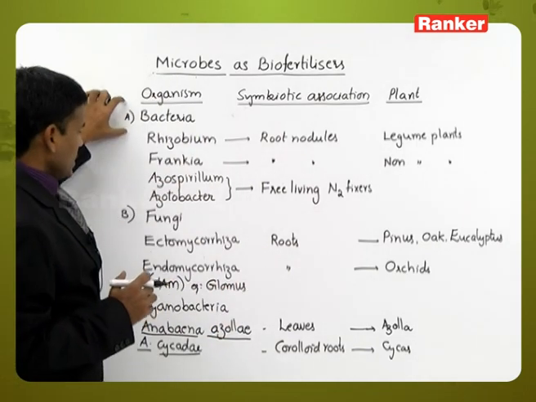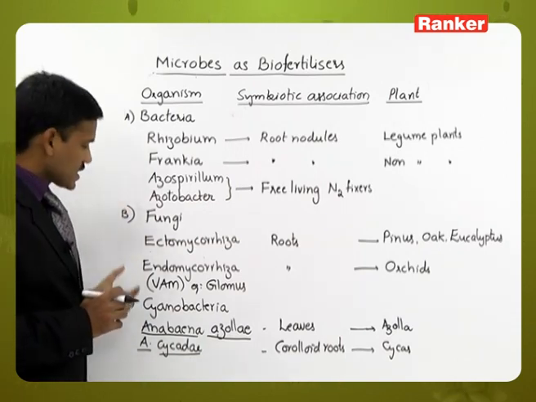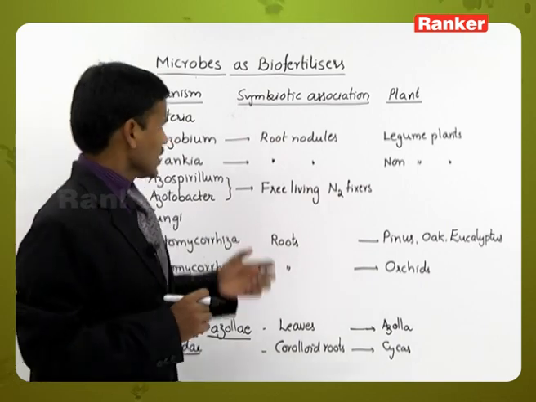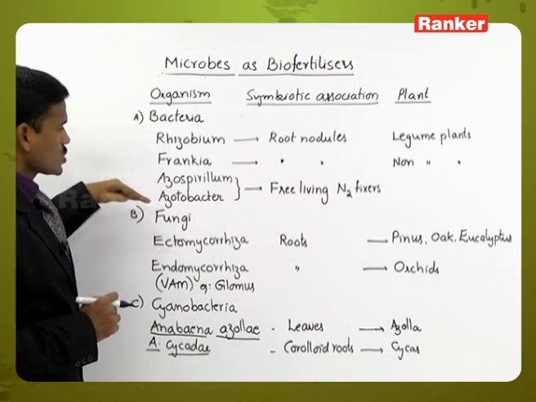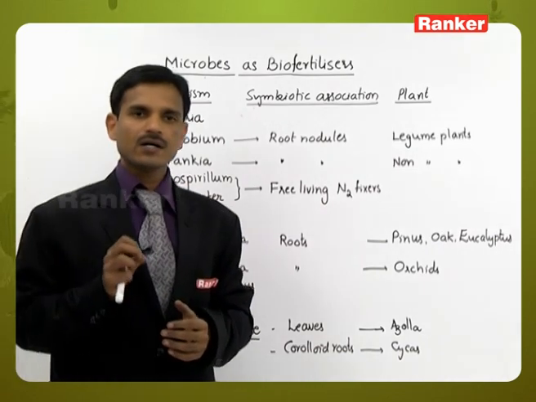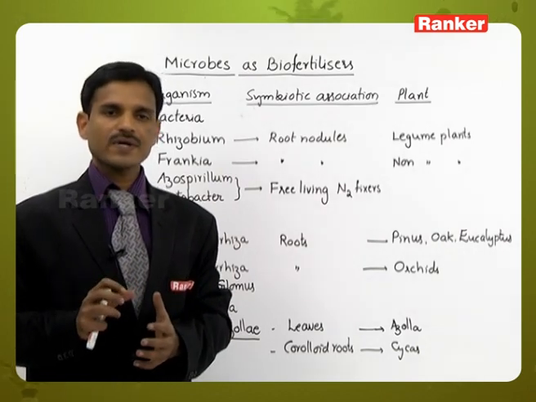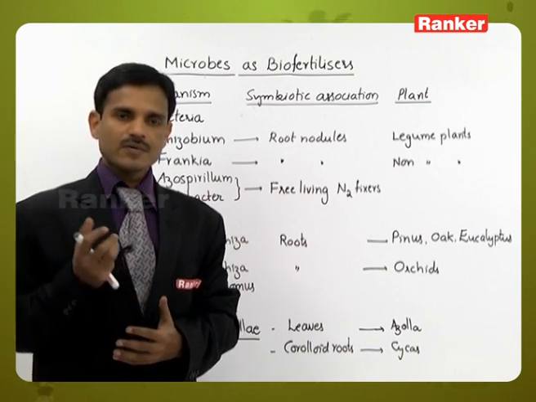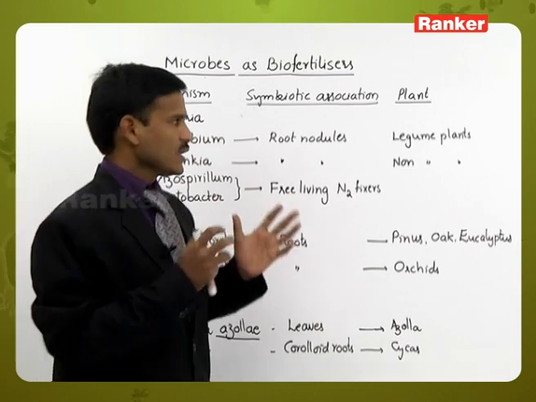Here bacteria, fungi and cyanobacteria, some bacterial organisms, fungal members and cyanobacteria, blue-green algal members, are used as biofertilizers. First of all, bacteria like Rhizobium, Frankia, Azospirillum, Azotobacter are fixing the nitrogen. Nitrogen is a very important essential component for amino acid synthesis for all plants. That's why each and every plant is absorbing nitrogen in different methods, sometimes directly from the atmosphere, sometimes from the soil in different forms.